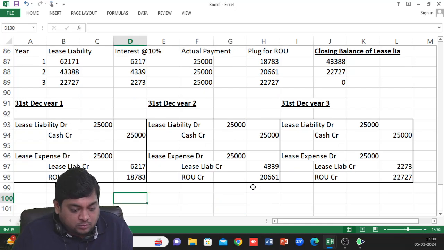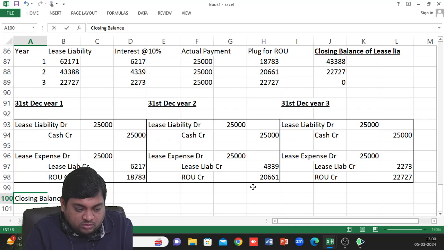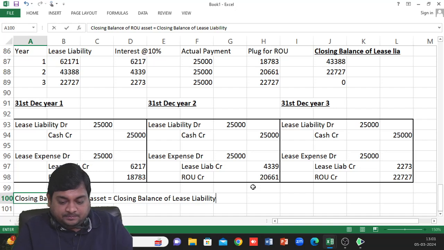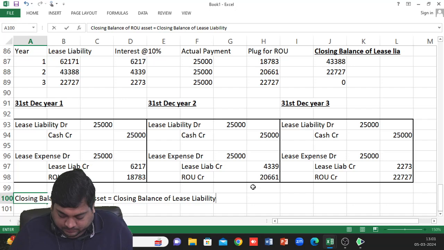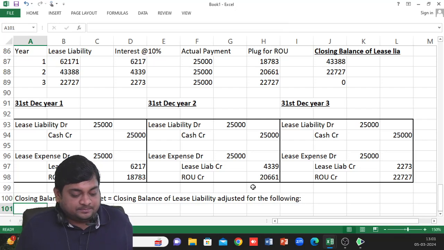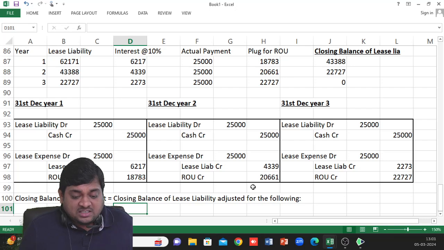So closing balance of ROU asset is equal to closing balance of lease liability, adjusted for the following. What are the adjustments that we have to make?